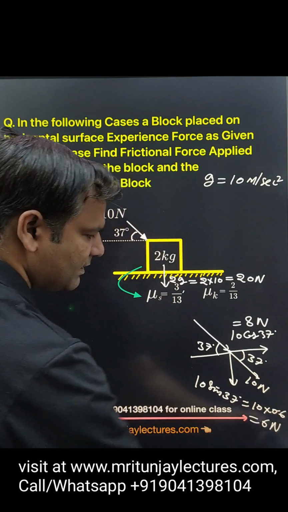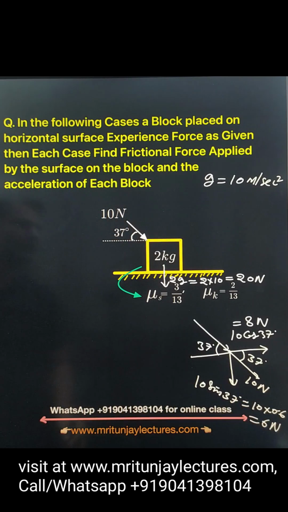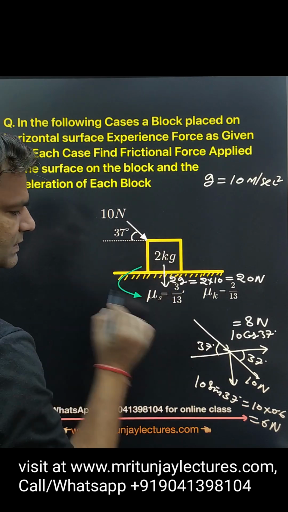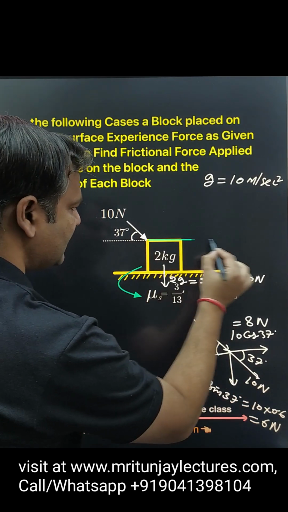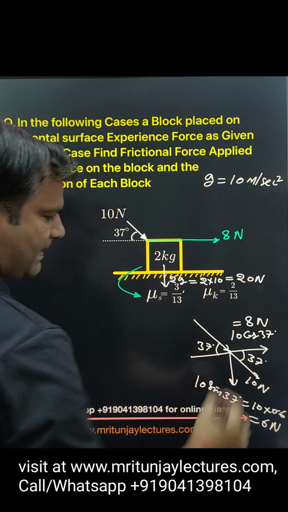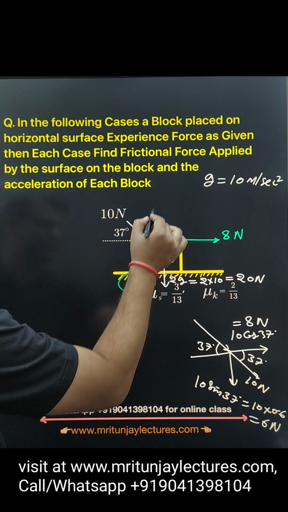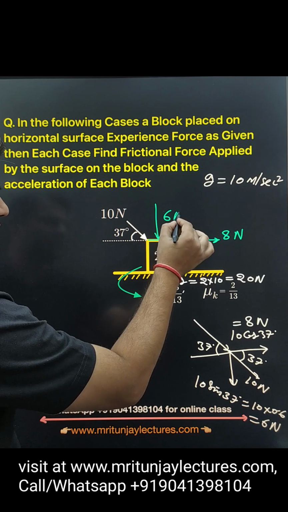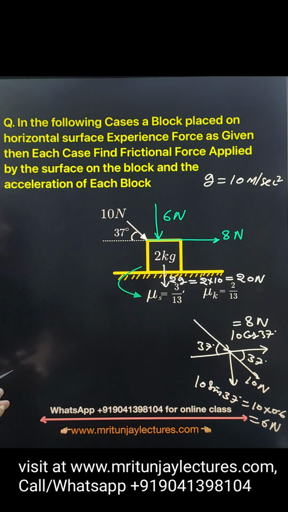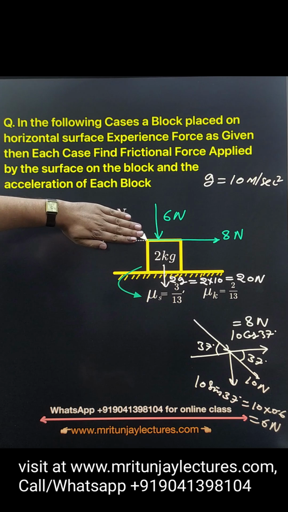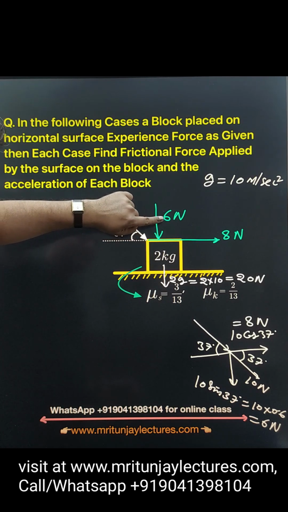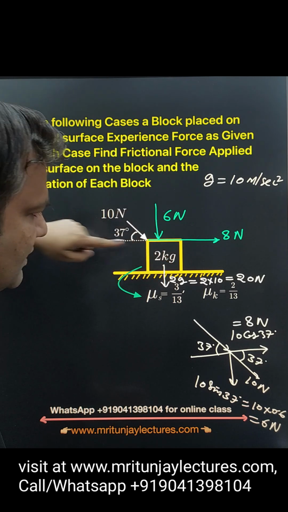That is 6 Newton. It means the components of the 10 Newton force: in the x-axis, that is 8 Newton, and this one is 6 Newton. I hope that is clear. Okay. So remove this and remove that, and finally make 6 Newton downward and 8 Newton in this direction.